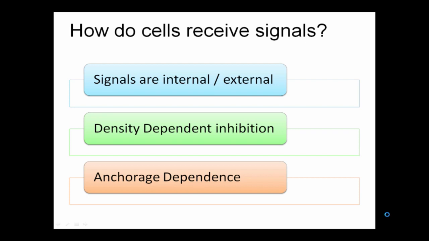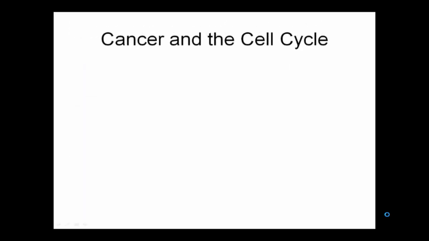Cells also depend upon anchorage dependence. They have to be attached to some sort of substratum, connective tissue, membrane, something like that, in order to divide correctly. So there's a lot of internal and external signals that cells are receiving to tell them, hey, do I divide or do I not divide? Loss of these signals can be detrimental to the organism.